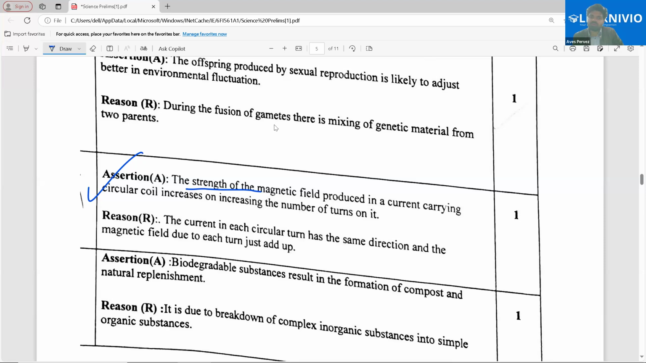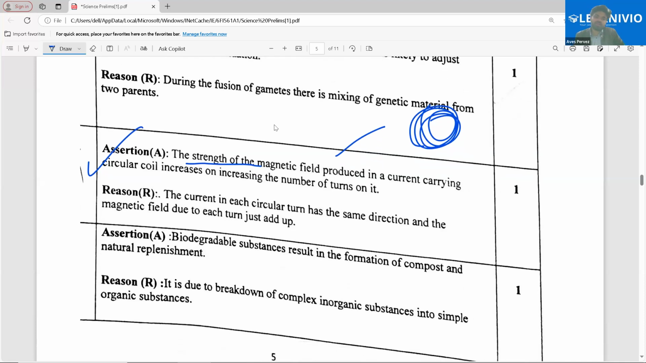The strength of the magnetic field produced in a current carrying circular wire increases with increasing number of turns. Yes, it is true. The more you increase the number of turns, the greater it will be. Now what does it say? The current in each circular coil turn has the same direction as the magnetic field, due to which each turn is added. Yes, both assertion and reason are true, and the reason is the correct explanation. So A is the correct option.